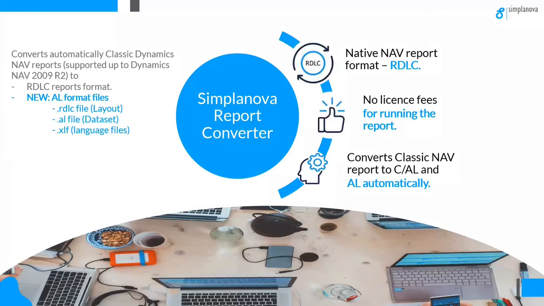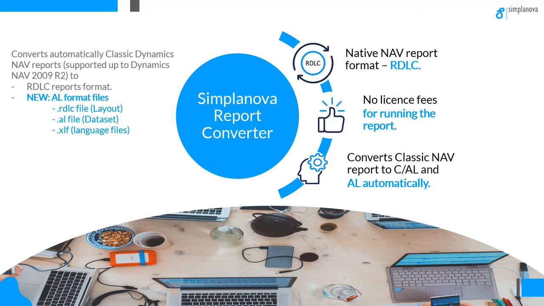So let me explain briefly more regarding Simplanova Report Converter, how it works and what the main idea of the tool is. This tool converts classic reports to RDLC, so it's for RTC versions, or AL format for Business Central extensions. And as a result, you will get an RDLC file as a layout, an AL file as a dataset, and an XLF file as the language file. So everything works in the same tool. You don't need to do any additional installations in order to convert these reports to AL format.